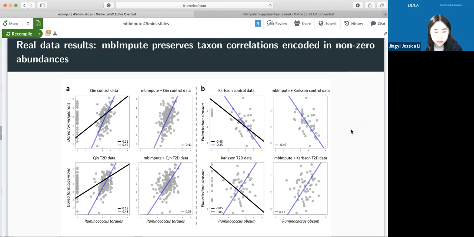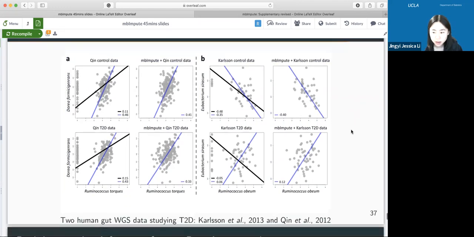Sorry, I think you didn't say it correctly. You said correlation between non-zero data. That's not right. This is the correlation between two taxa, between two bacteria species.